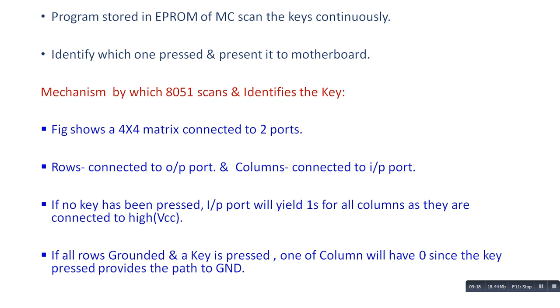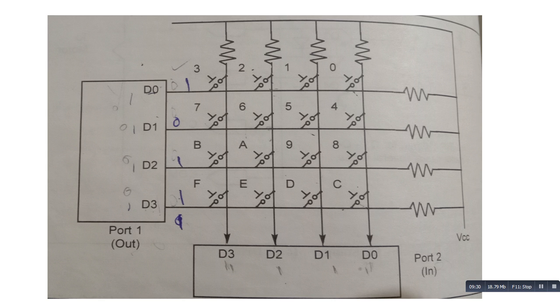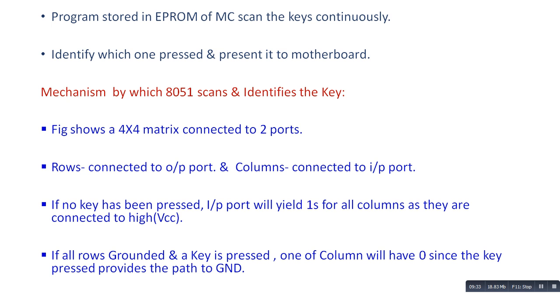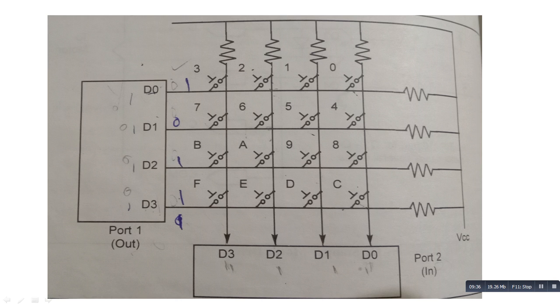So here is the mechanism by which the 8051 scans and identifies the key. This figure shows a 4 by 4 matrix connected to two ports. This one is the first port, and port 1 acts as the output, and this one is port 2, which acts as the input. Here there are 4 columns and 4 rows. The 4 rows are connected to port 1 and the 4 columns are connected to port 2. These 4 columns are connected to VCC, and the 4 rows are grounded.